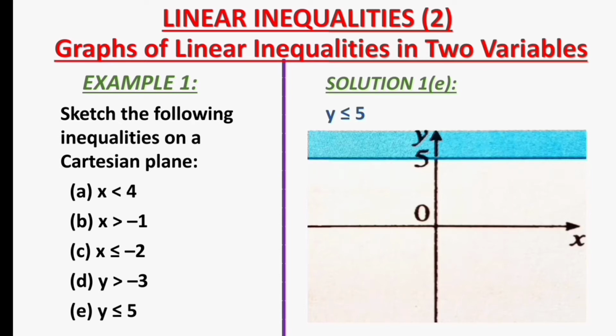Since we are shading off the unrequired region, we will shade off the region above the solid boundary line, while the region below the solid line will be left unshaded as the required region for y is less than or equal to 5. I hope all the solutions to example 1 are clear to you.